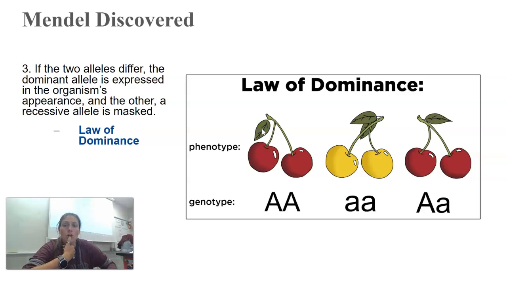So Mendel also discovered the law of dominance, okay, which means the heterozygous individual will resemble a dominant phenotype. So in this particular example, homozygous dominant is red, homozygous recessive is yellow, but the heterozygous individual is also red. This is going to mask, cover up the appearance of the recessive trait, okay?